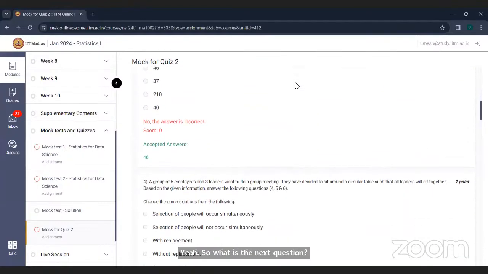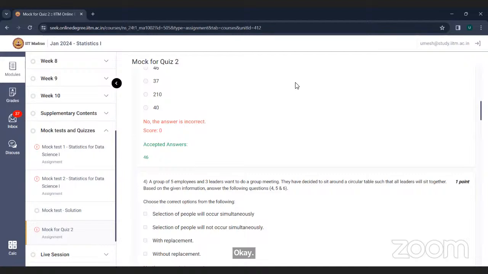A group of 5 employees and 3 leaders want to do a group meeting. They have decided to sit around a circular table such that all leaders will sit together. Based on the given information, what's the answer? Simultaneous or non-simultaneous, replacement or no replacement? Without replacement, and simultaneous.